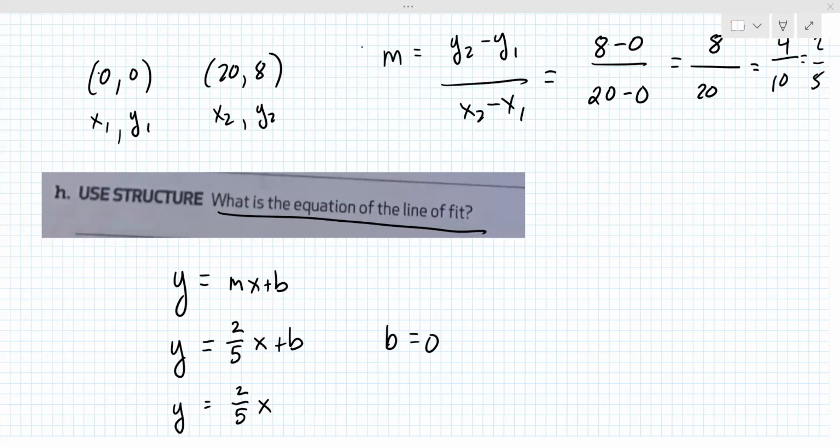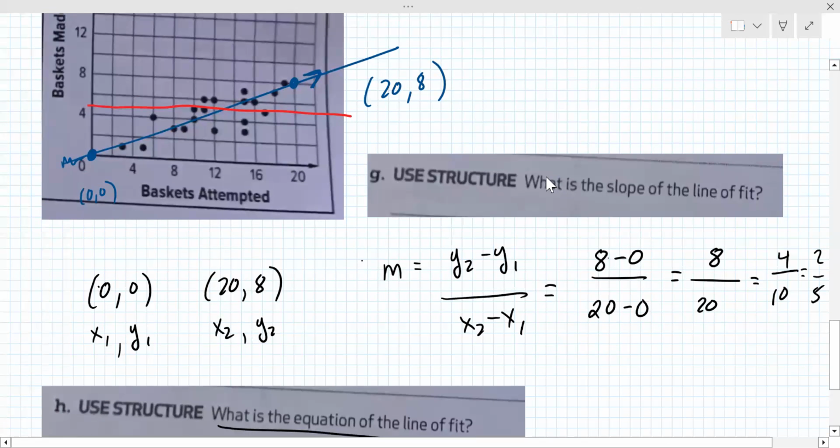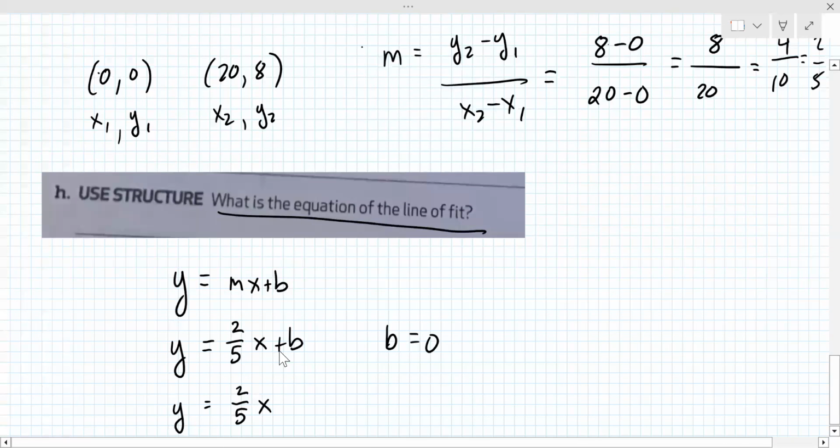For the equation of the line of fit, would I put y equals 2 over 5x? Yes. And then what about for the other one too? Which one? Because there's 2 of the U structures, what is the equation? Okay, well, we've done G. G is the slope of the line. That's 2/5. You did all that. And then H is the equation, which is down here. Okay, got it. Okay, we can move on now.